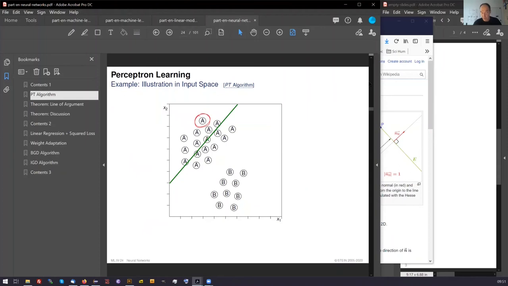It means, as long as you pick by random an example which is on the wrong side, this happens with this primitive algorithm. And once you have reached this situation, you cannot pick a wrong example and this line does not move anymore.